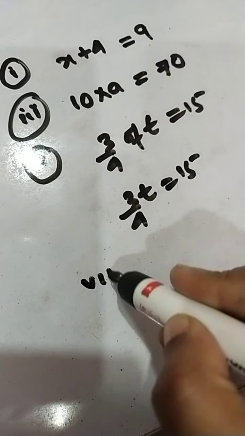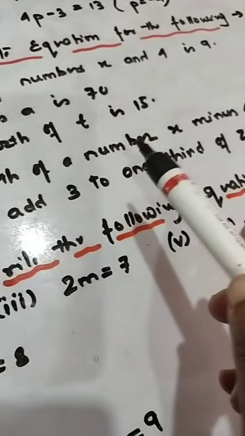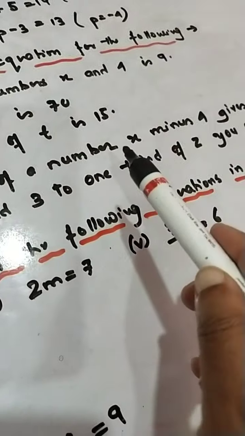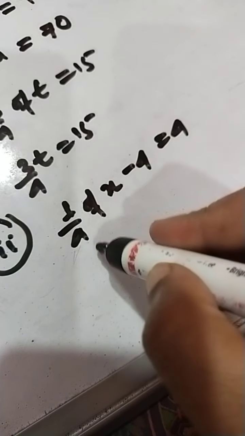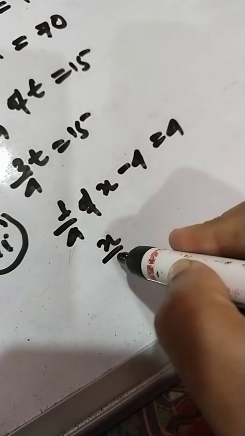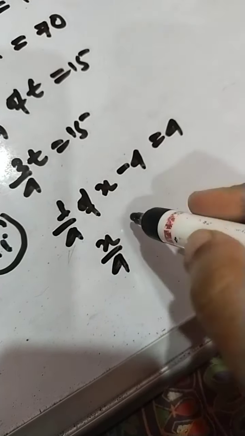Now let's move on to sum number 7 of question number 4. Now in question number 7 we have 1/4 of a number x minus 4 gives 4. So this is the equation form. This we can write in another way also. 1 into x is x, so x by 4 minus 4 is equal to 4. Either you give this one or this one. Both are right.